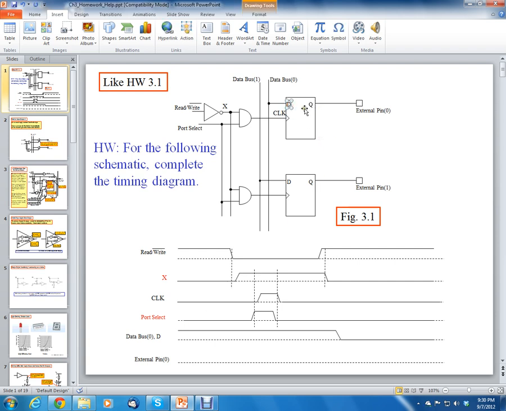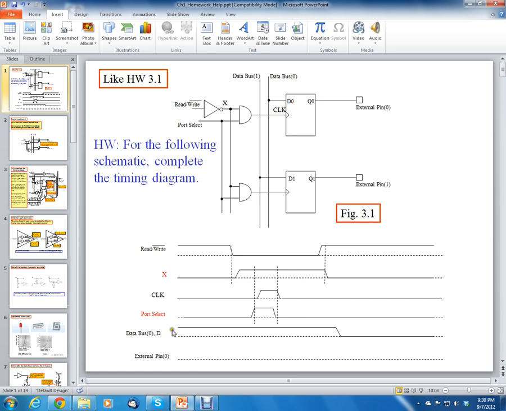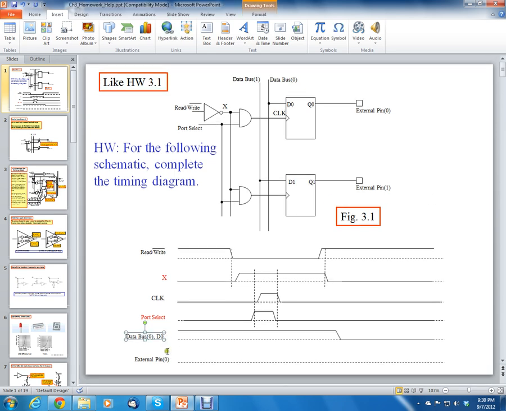Now also notice that external pin 0 is the same as Q. Actually, we should probably designate this D0 and Q0 because we don't want to confuse it with this one. So we'll call this maybe D1. We'll call this Q1. So now that means that this is D0. And external pin 0 is the same as Q0.